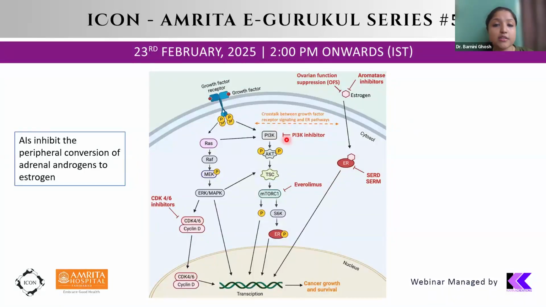Now, what do the PI3K inhibitors do? They inhibit the PI3K, AKT, mTOR pathway. The mTOR inhibitor everolimus also inhibits this pathway. And we also have the CDK4/6 inhibitors for hormone receptor positive disease, which inhibit the CDK4/6 and hamper the progression of the cell cycle.